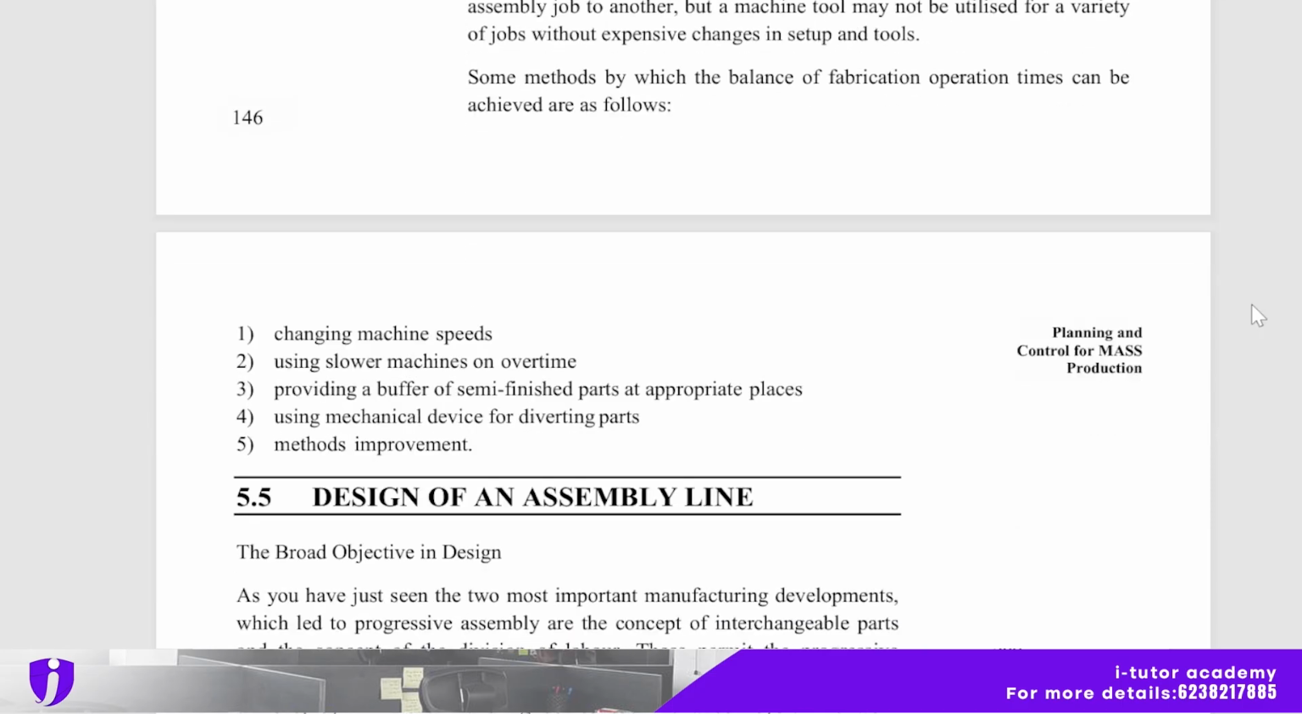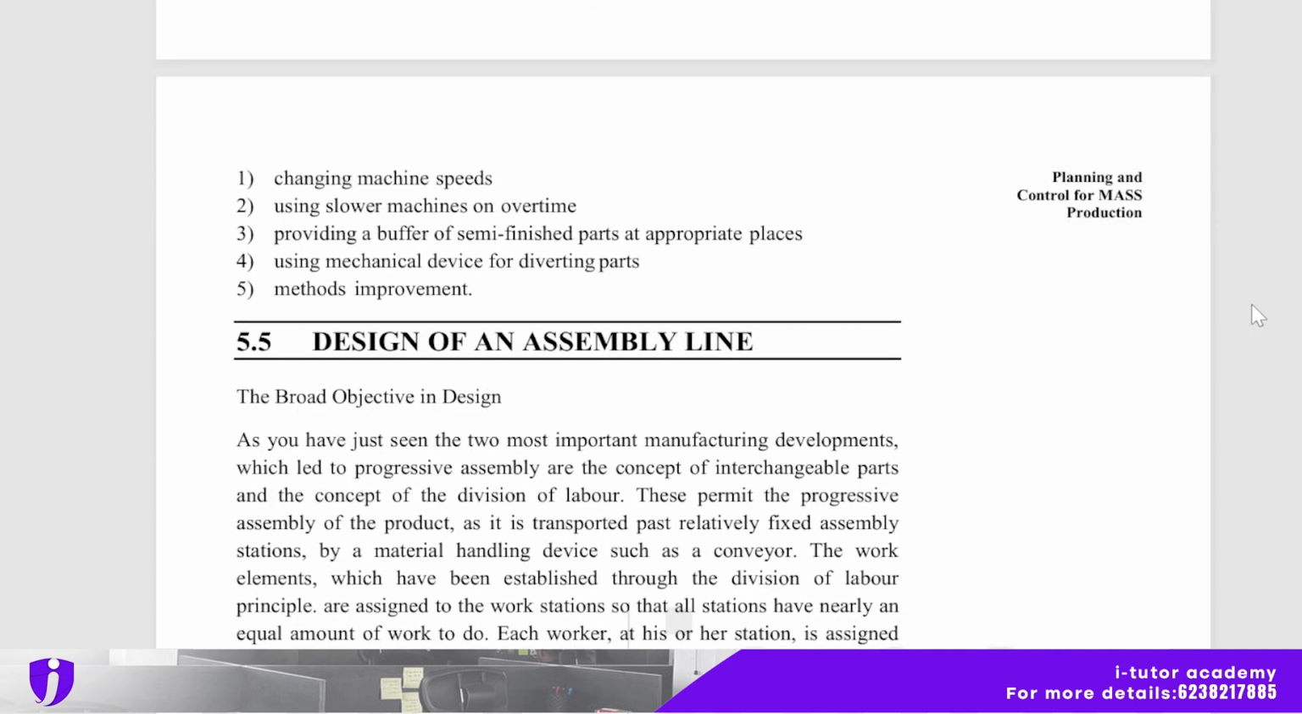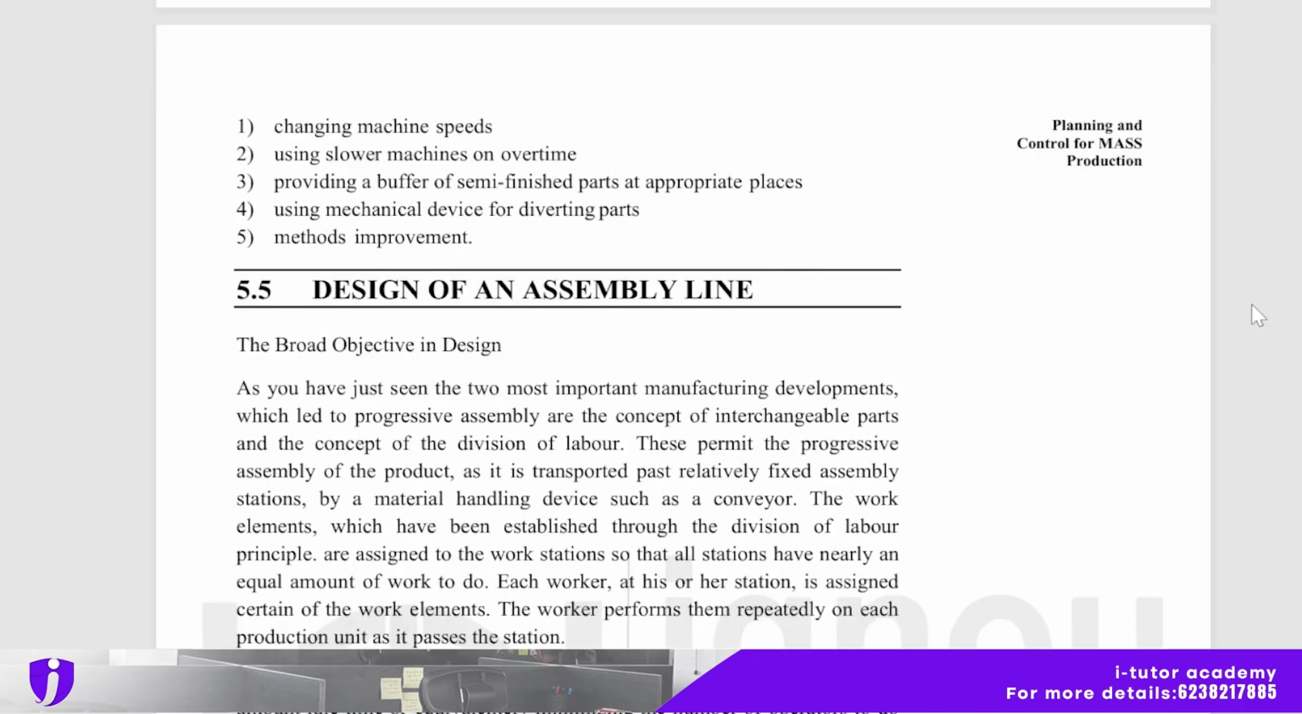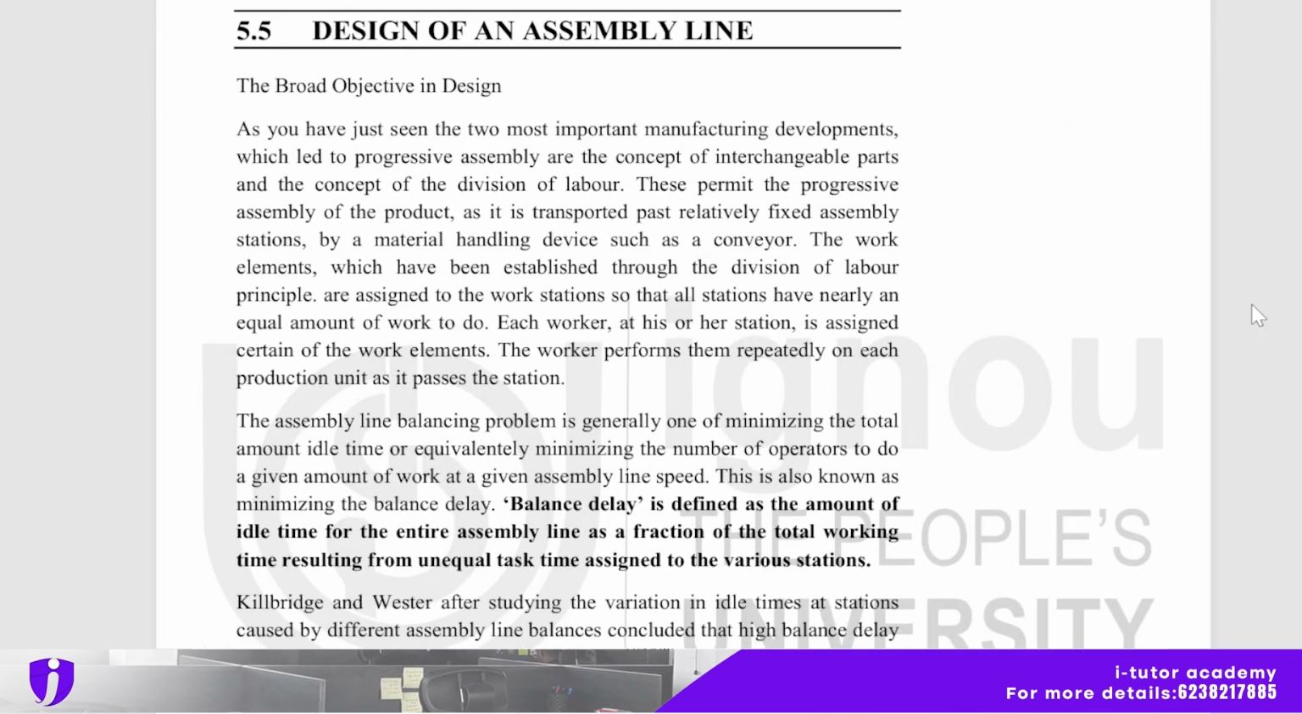Some methods by which the balance of fabrication operation time can be achieved are as follows: changing machine speed, using a slower machine or overtime, providing a buffer of semi-finished parts at appropriate places, using a mechanical device for diverting parts, and methods improvement. And next is design of an assembly.